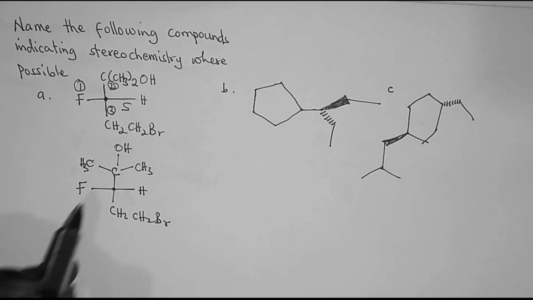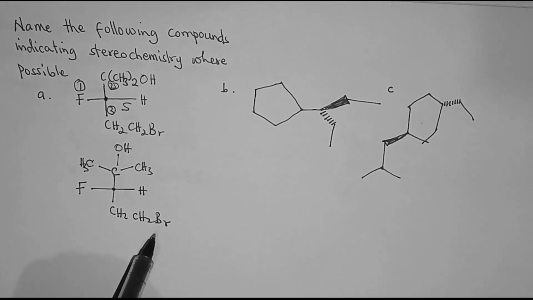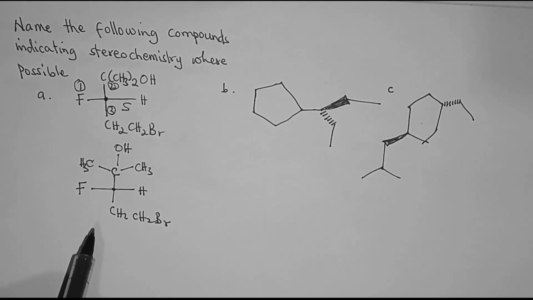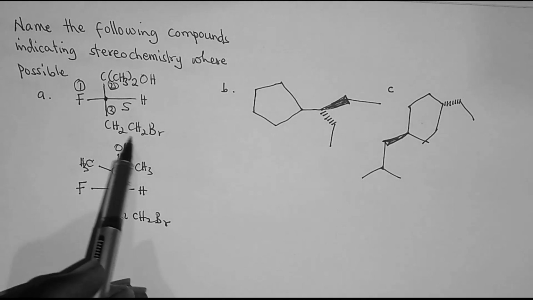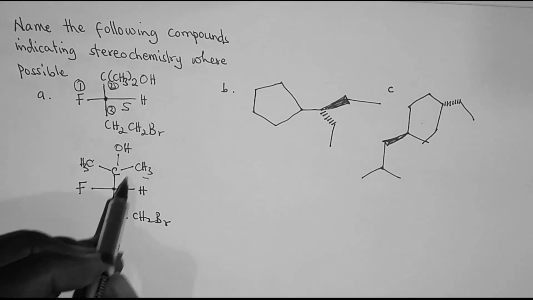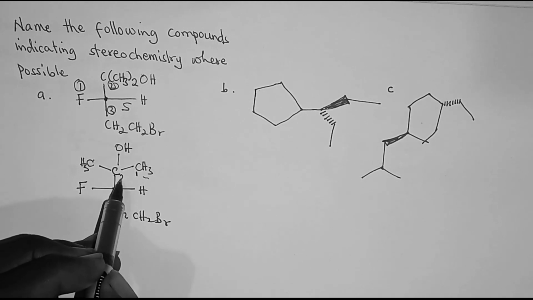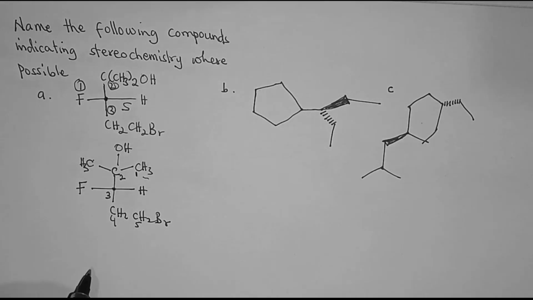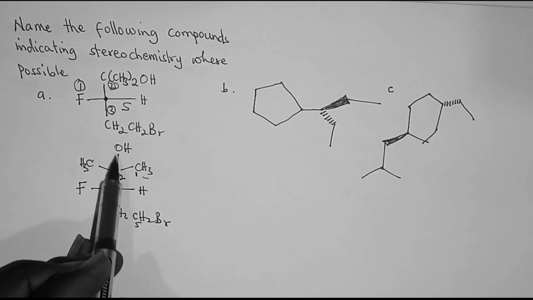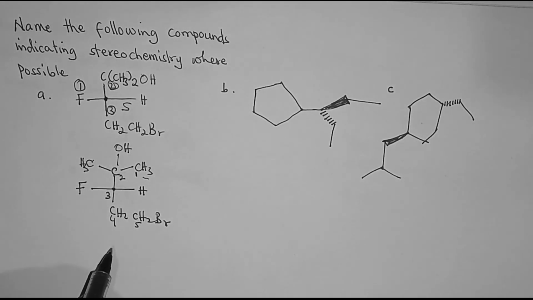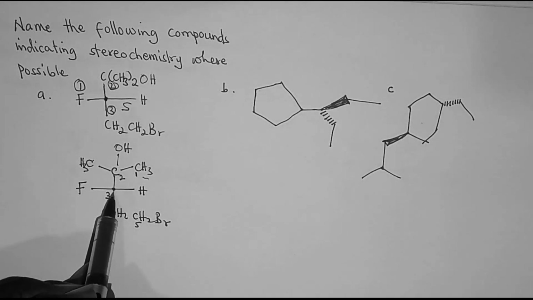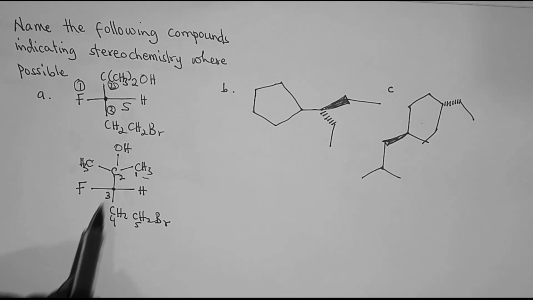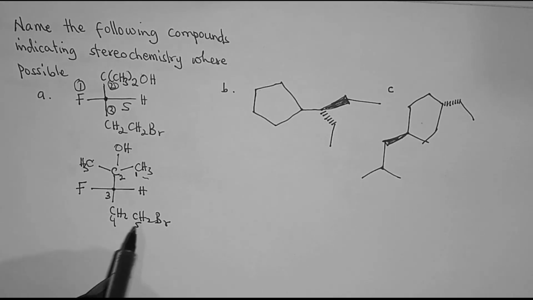So let's try and determine the numbering of the carbons. Because it's an alcohol, we'll give precedence to the OH. And therefore, this is carbon 1, carbon 2, carbon 3, carbon 4, carbon 5. So it is a pentanol. And actually it is a 2-pentanol because the OH is on carbon number 2. However, at carbon number 3, there is an S configuration there. And then the bromine is on carbon number 5.